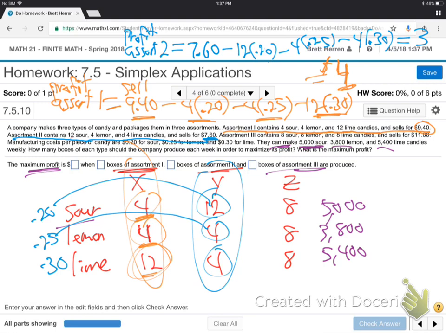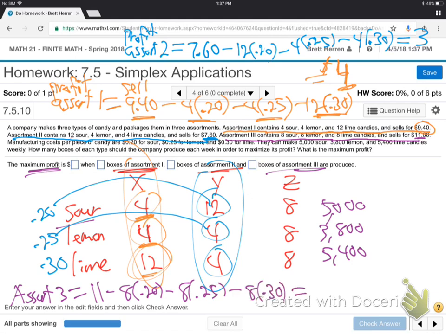Finally, assortment 3. Let's do that one. Assortment 3 contains 8, 8, 8 and sells for $11. So 11 minus 8 times 20 cents, minus 8 times 25, minus 8 times 30. There we go. Calculate that.